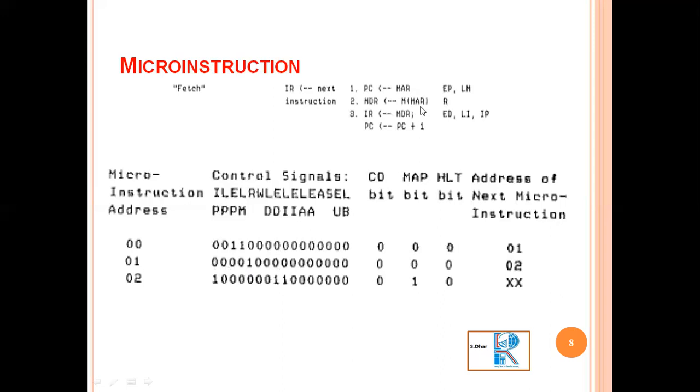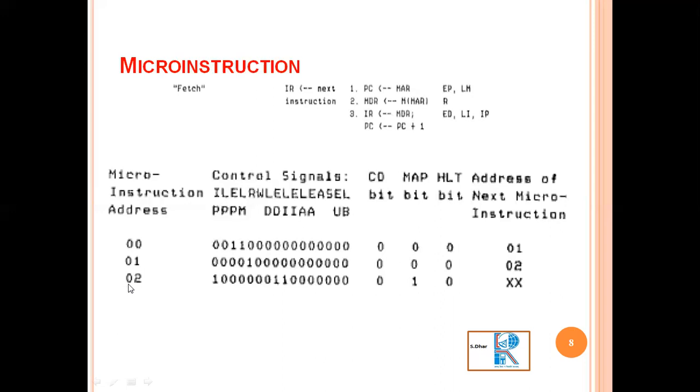MAR to MDR. Clear? Complete. Second micro instruction complete. Then it will again check the address of the next micro instruction. So next micro instruction is 02. 02 means it will jump to the next micro instruction 02.